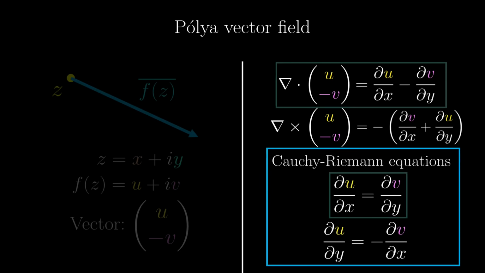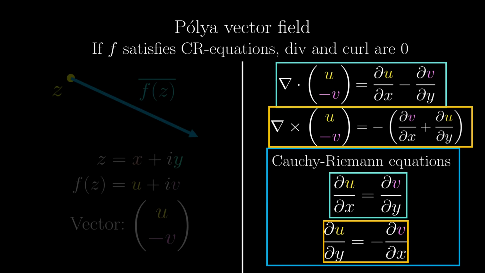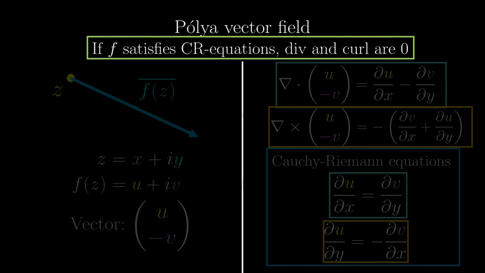More precisely, the first equation is equivalent to saying that the divergence of the Pólya vector field is 0, while the second one is equivalent to saying the 2D curl is 0. To reiterate this, if f satisfies the Cauchy-Riemann equations, the divergence and 2D curl of its Pólya vector field are both 0. Isn't that amazing? However, this field has another use we are going to see right now.